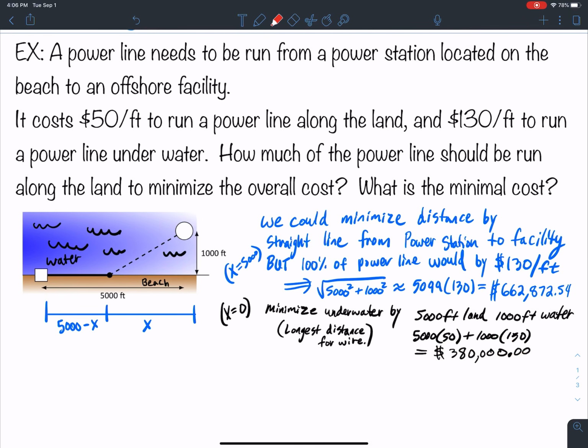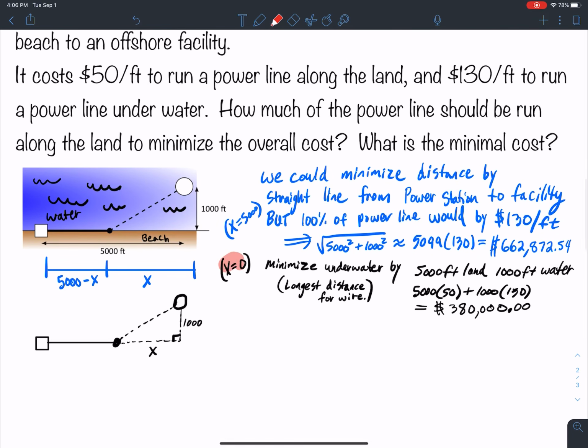The only way to know for sure that this is the minimum cost is to run through it with calculus. Now that we've checked the extreme values, x equal to 0 and x equal to 5,000, we need to form a cost equation and see if there's some critical value between 0 and 5,000 that might actually have a lower cost. Maybe the optimum solution is to stop being on land at some point in between the 5,000 mark and go to the water. Maybe it is, maybe it's not. But we're setting up our example here.